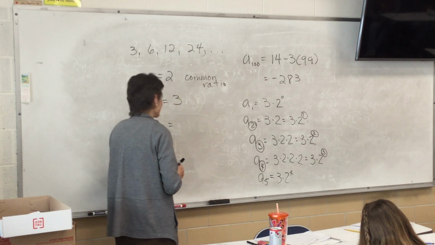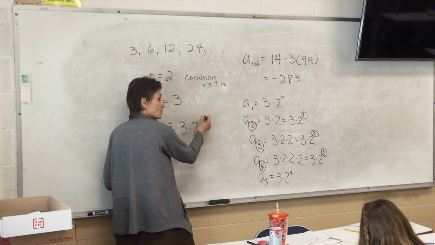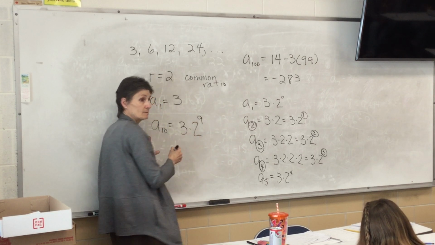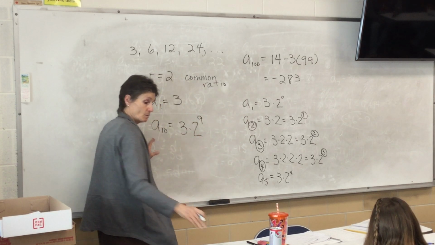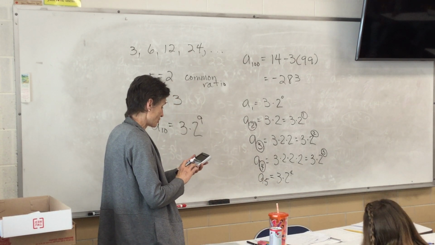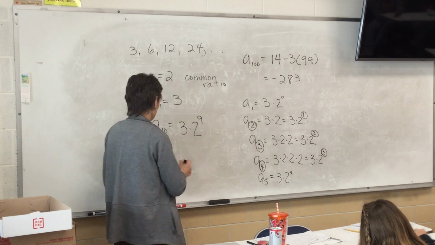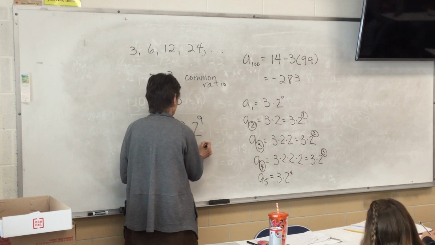So what will the 10th term be? 3 times 2 to the 9th? Does that make sense to you? Which is going to be a large number. 3 times 2, whoops, to the 9th. 1,536.